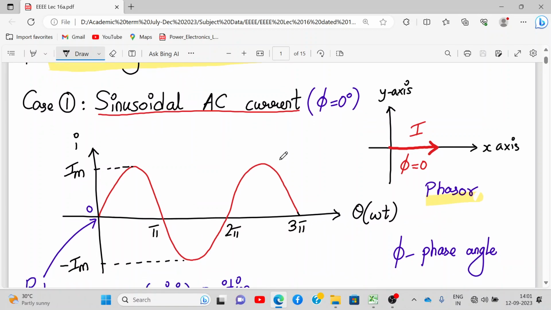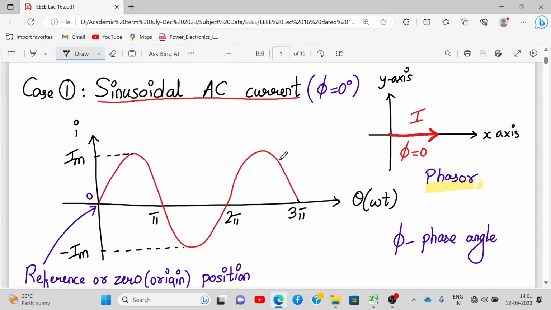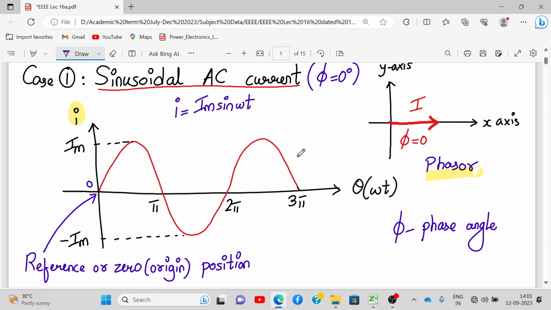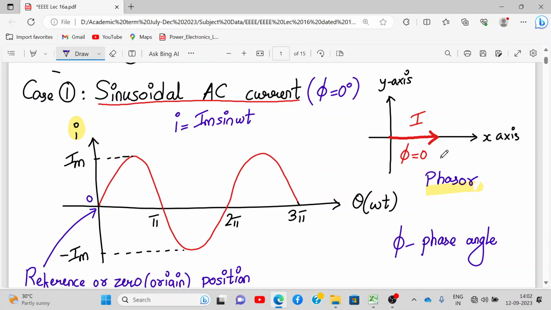Okay. So first case, we will consider sinusoidal AC current with a phase angle of 0. So here is my sinusoidal AC current which I have drawn. It can be written as small i. What is the expression? I is equal to Im sine omega t or sine theta, where theta is omega t, right? So whenever an AC signal or AC current starts from 0, which we can call the reference or origin position, we say that it's in phase. The phase angle is 0 degrees.